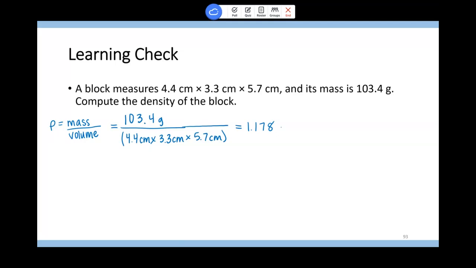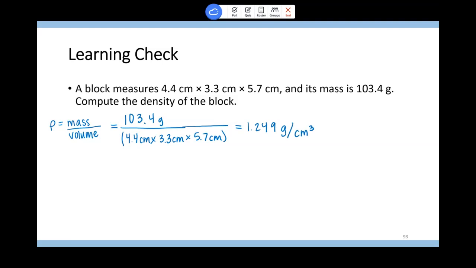1.178, is that what you said? Did others get that? I don't have my note with me, so I actually don't know. 1.249. Others? Okay. 1.249 grams per centimeter cubed.